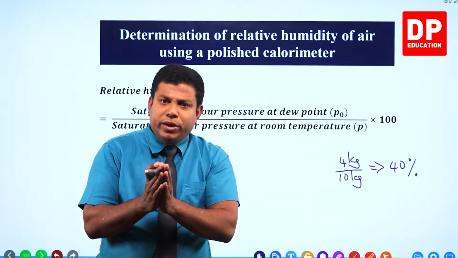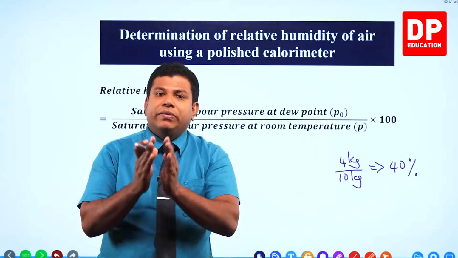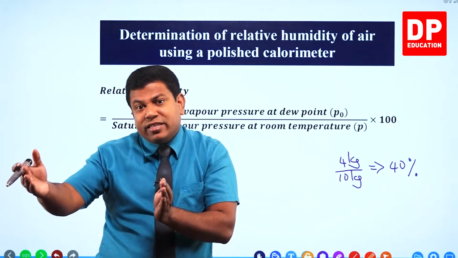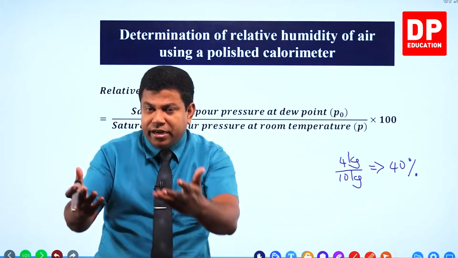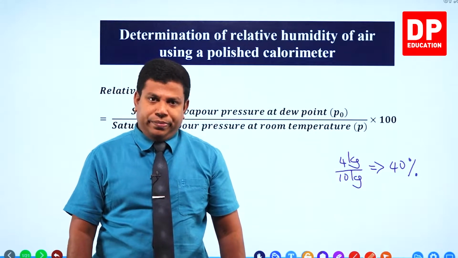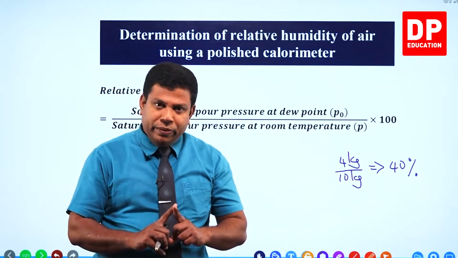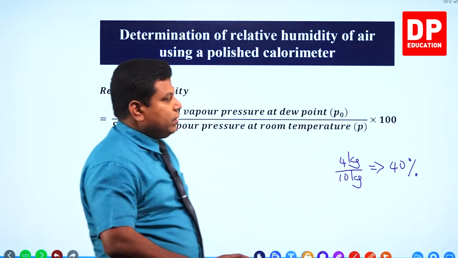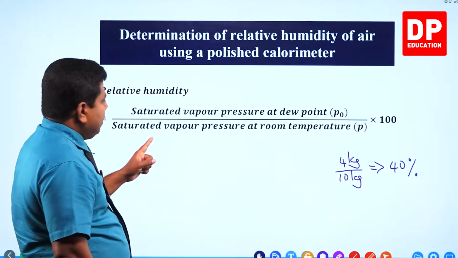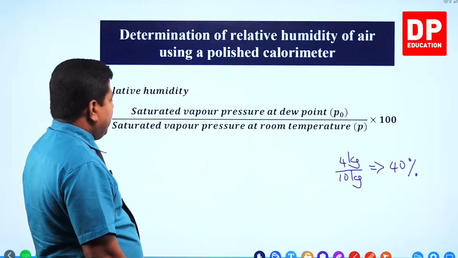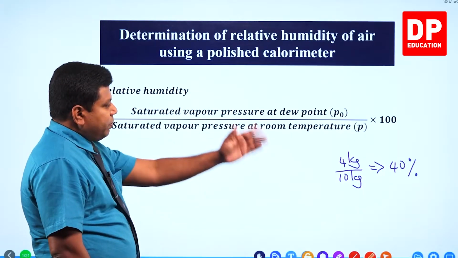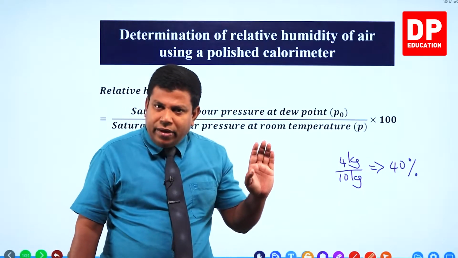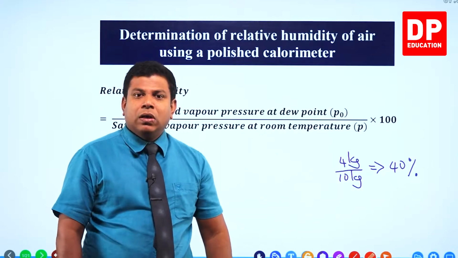So what is relative humidity? The availability of vapor in the air as a percentage of the maximum vapor that can be contained in the air. To find relative humidity, there is another formula. What is the other formula? This is it: saturated vapor pressure at dew point divided by saturated vapor pressure at room temperature, into 100. This also we will be studying in theory, how this has come and all.